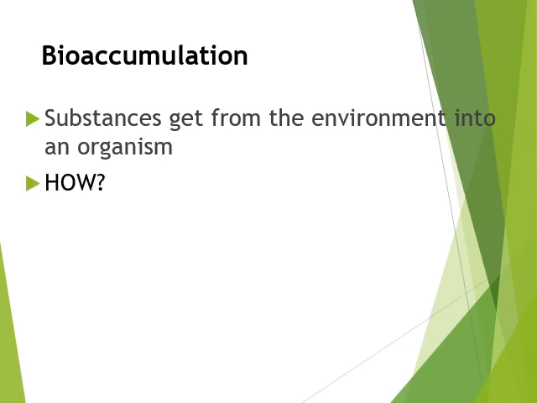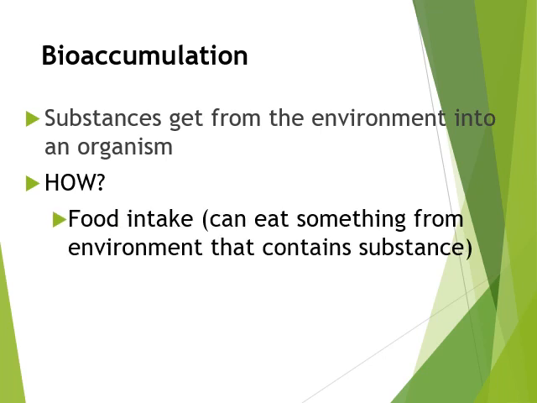So how do the substances from the environment get into the original organism? Sometimes it can be food intake. The organisms can eat something from the environment that contains a substance. If it's a small fish that's eating plant life, maybe the plant life has a gathering of toxins on it, and then the little fish eats it and builds up the toxins into their flesh.